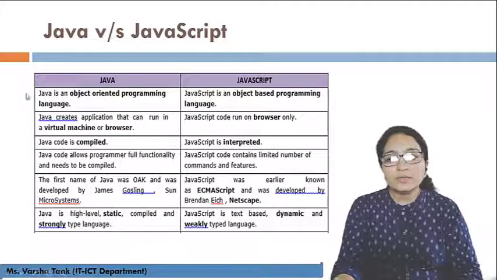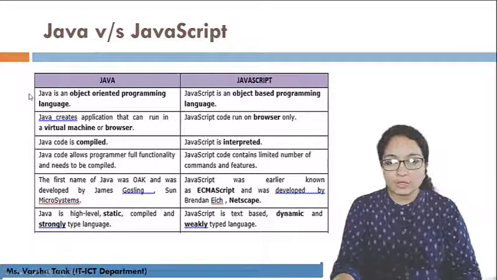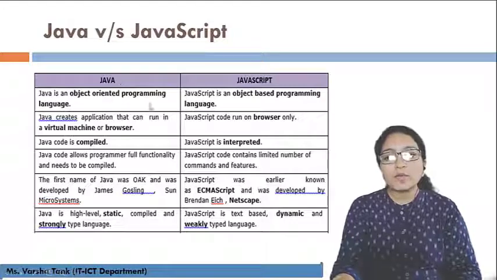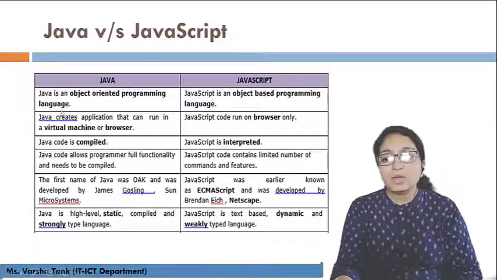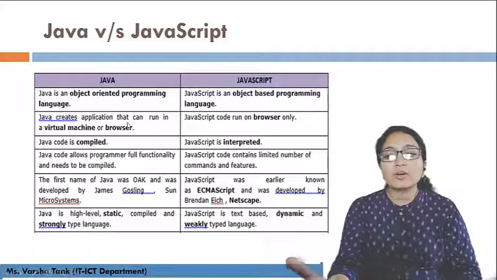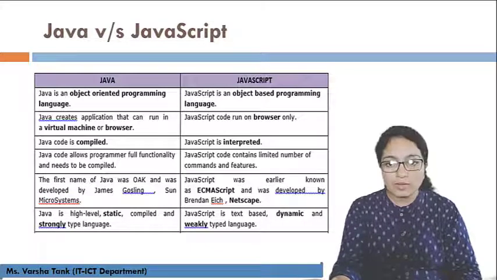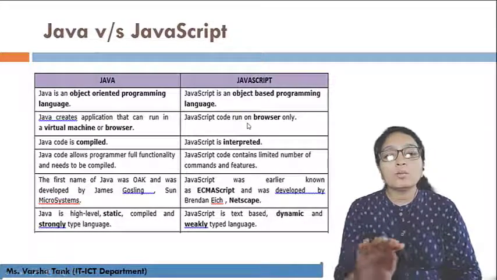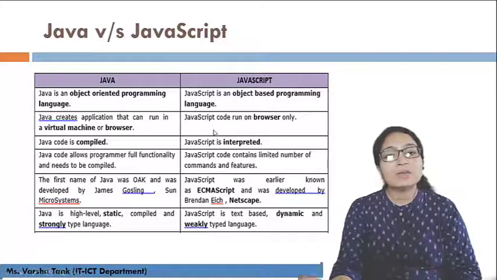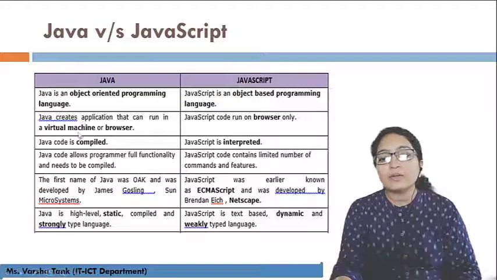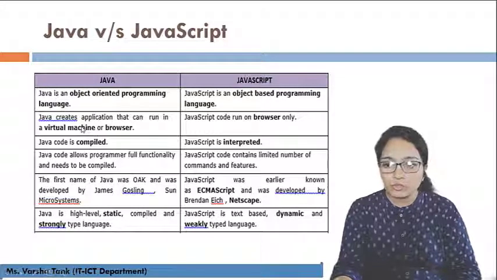Now let's see the difference between Java and JavaScript. Java is an object-oriented programming language, whereas JavaScript is an object-based programming language. JavaScript works based on objects. Java creates applications that can run in the virtual machine or browser, and JavaScript code runs on the browser only. This is client side scripting, that's why it runs in the browser only. Java can run on the virtual machine or on the browser.